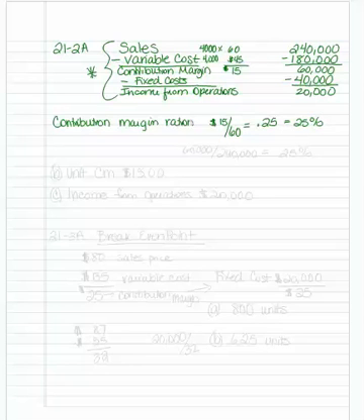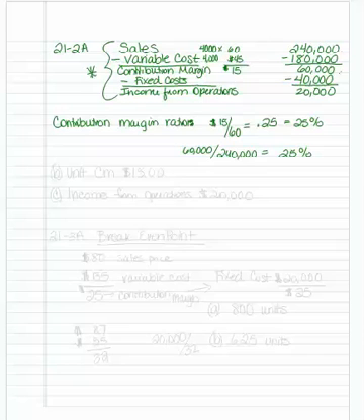Or you can look at the big numbers. You can say 60,000 divided by 240,000, and you're also going to get 25%. Which means that your contribution margin, how much you get to keep out of that sales price, is 25% of the sales price. So that's your contribution margin ratio right there.